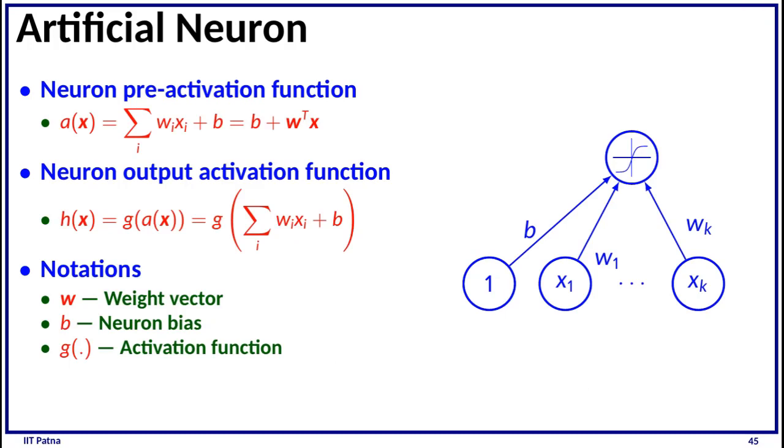So in a more generic sense, this artificial neuron is represented in this manner. We have the set of inputs x1 to xk, this is the bias, and this is the actual neuron. It has a linear combination of the inputs along with a bias, which we call the pre-activation function. We simply do a linear combination of each x multiplied with the appropriate weight, so wixi plus b, the bias, and in vector notation we use w transpose x plus b.